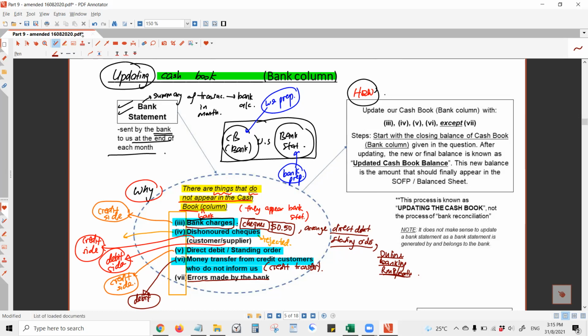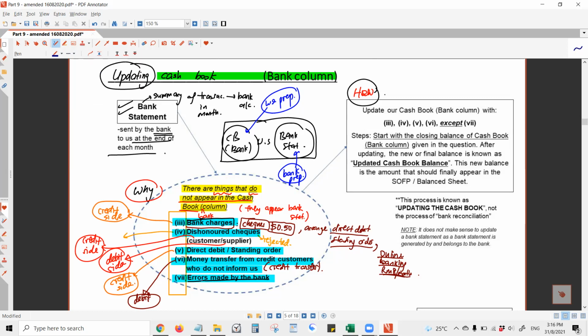So what do you think? Do you think I'm going to use this to put it into my cash book bank account? That means if the bank has made an error, I do the same thing in my cash book bank account. Do you think I have to do so? No. Answer is no. I give you one example.